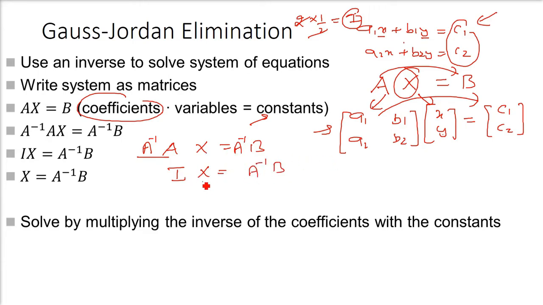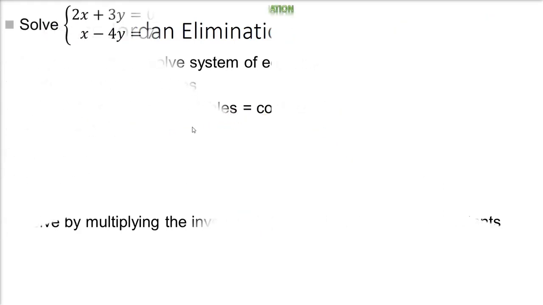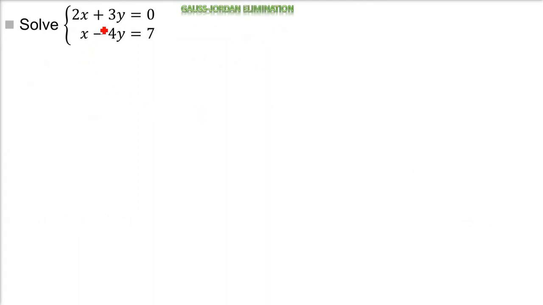An identity matrix multiplied by any matrix always returns that matrix. So X into I or I into X is X. A inverse goes here. So if we can find A inverse and multiply it with the right hand side B, which is c1, c2, we can get the values of x and y. So this is the whole idea of any matrix method to solve linear equations, or equations with 3-4 variables. Let us take an example.